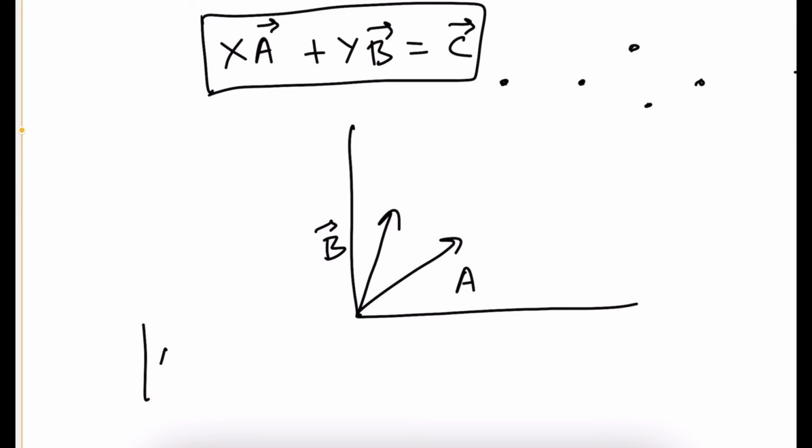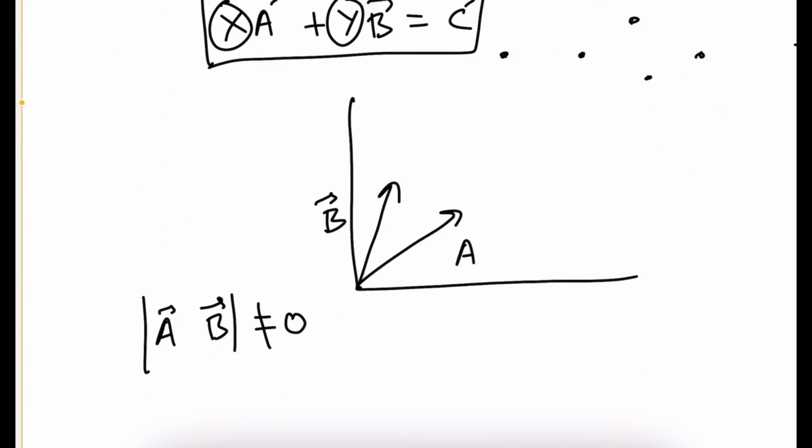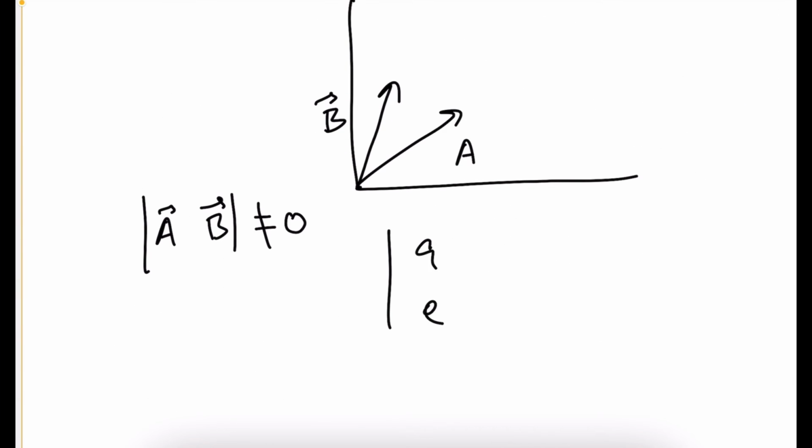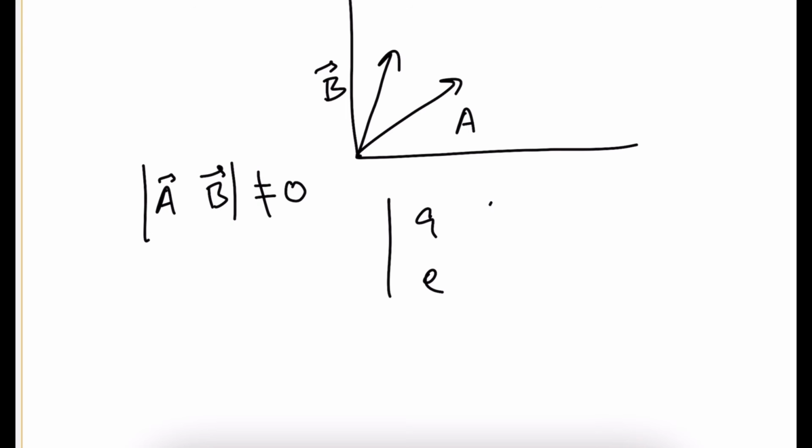So if the determinant of A and B is not zero, then we'll always be able to find some x and some y such that we get to some point C. So you'll get one solution. Basically, if the determinant of AE and BF is not zero, then we'll get a solution for sure. This is one way of looking at it.